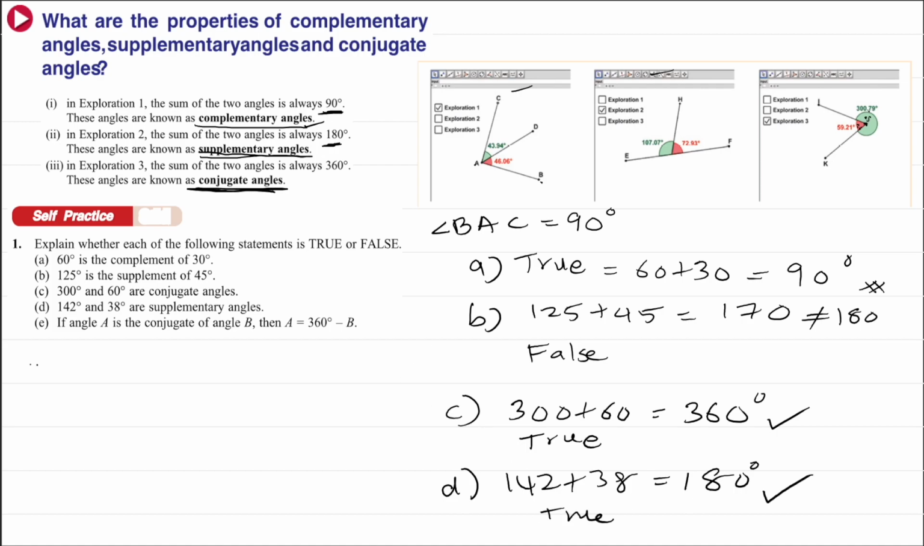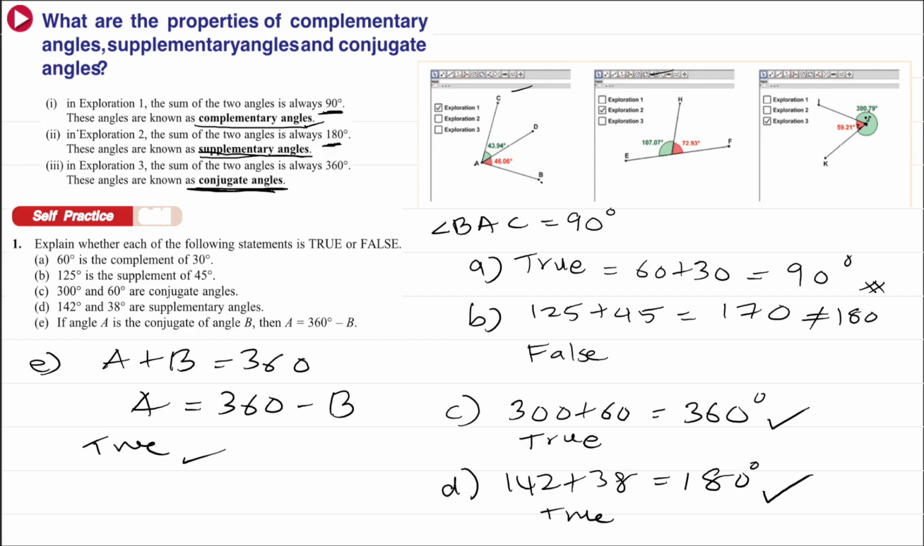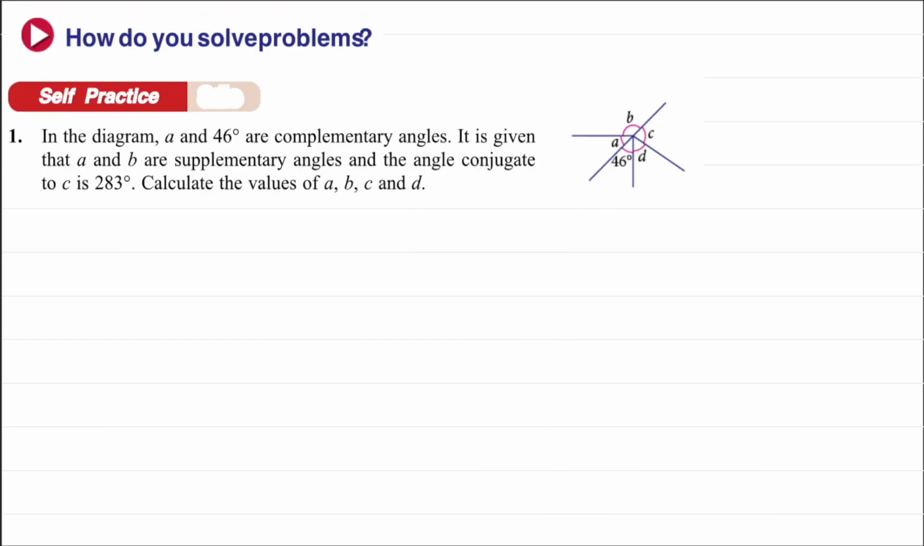Okay. E pula. If angle A is the conjugate of angle B, then A is equals to 360 minus B. Betul lah. Sebab A tambah B adalah 360. So, bila kita bawakan B tu pergi sana, A sama juga dengan 360 tolak B. So, this is also true. Okay? Boleh? So, macam mana kita nak solve problem? Kita dah belajar semua jenis properties tadi tu. So, macam mana kita nak apply dalam solving problem?